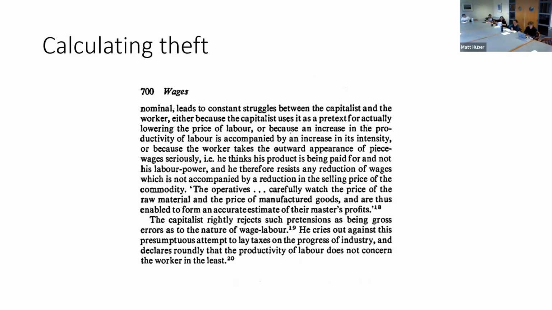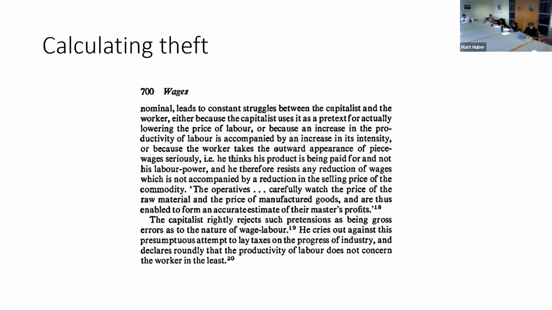And the kind of interesting thing is that when you have a piece wage system, the workers themselves can start to figure out, wait a second, if you're paying me this much per product, and then you're selling it for this much, I can see what your profit is. I can see you're getting way more than I'm getting, right? And he says the operatives carefully watch the price of the raw material, the price of the manufactured goods, and are thus enabled to form an accurate estimate of the master's profits.